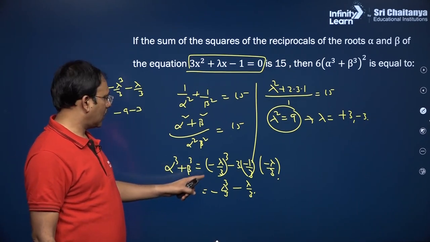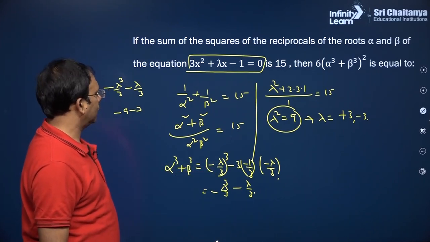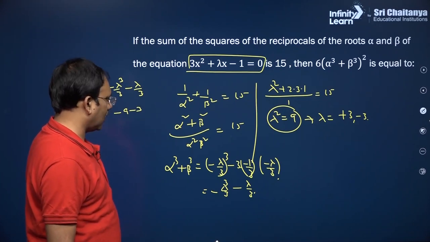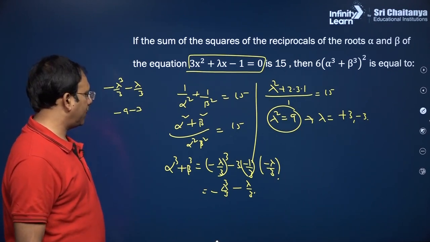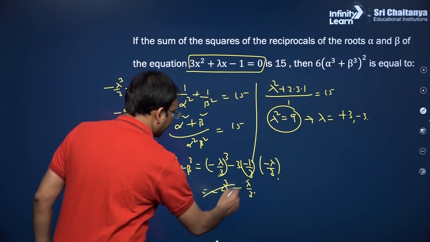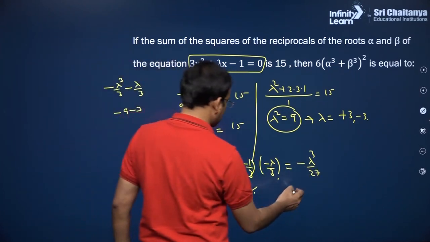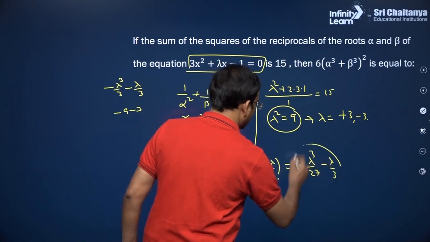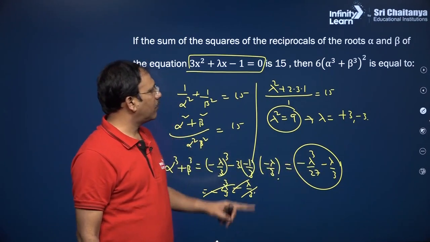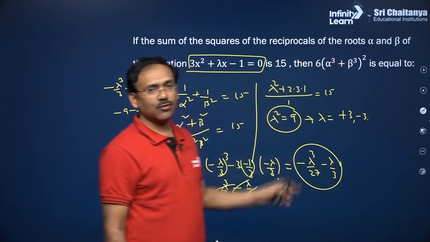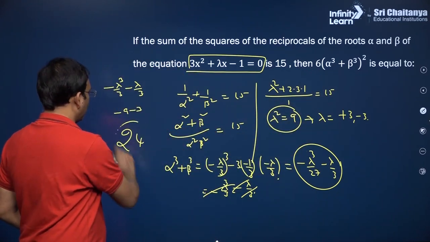Alpha cube plus beta cube is alpha plus beta whole cube minus 3 alpha beta, which is minus 1 by 3, into alpha plus beta, which is minus lambda by 3. So you just simplify, my dear friends. This is minus lambda cube by 27. This is what we are getting. Minus lambda cube by 27. These two get cancelled. Minus of minus plus. That is minus lambda by 3. If you put lambda is 3, this becomes minus 1, minus 1, minus 2. Minus 2 square is 4. 4, 6 are 24. If you take minus 3 also, you will get 2, same answer. So the answer is going to be 24, my dear friends.